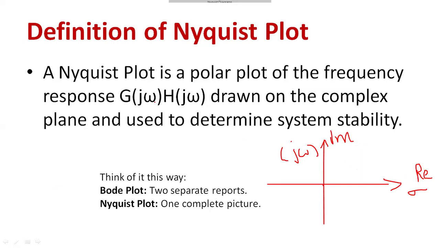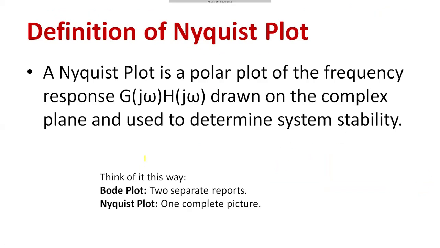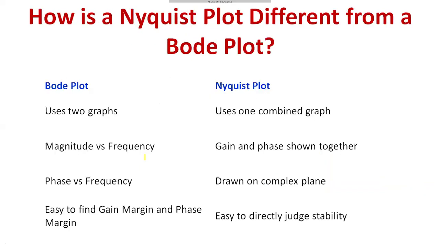To predict the stability, we should know the encirclement, we should know the center point, all the things we are going to discuss. Okay, but in the case of Bode plot, we are supposed to plot both the magnitude and the phase separately. So that is the difference between the magnitude plot and phase plot, Bode plot and Nyquist plot.